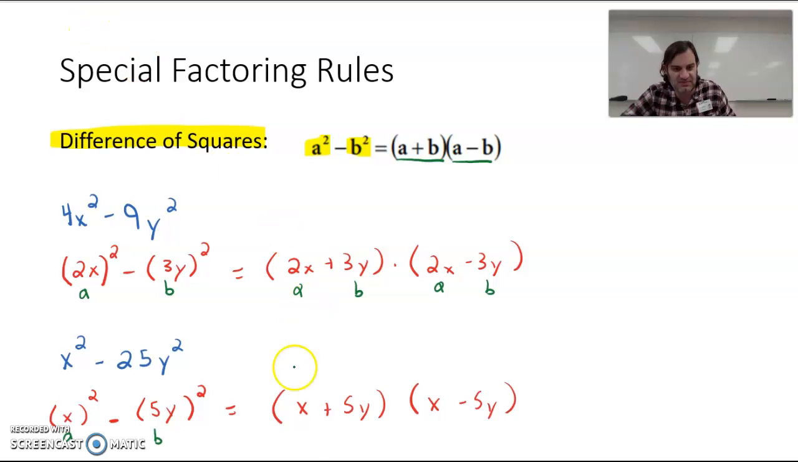So what we have in both of these situations are two perfect squares subtracted, and we call that a difference of squares. It'll let us break things up.